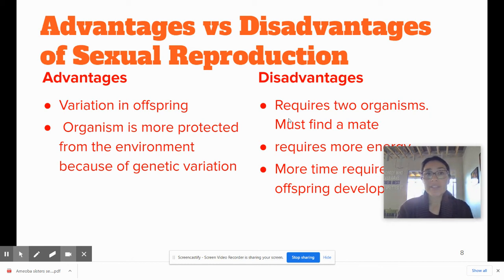So some advantages and disadvantages of sexual reproduction. So this is in red. Those of you at home, you're writing. Those of you in class, you should be filling in these blanks. So the advantage of sexual reproduction is variation. It's a good thing to be different because you want to be able to adapt to that environment. And in order for evolution and adaptations to work, you need variations in the species.